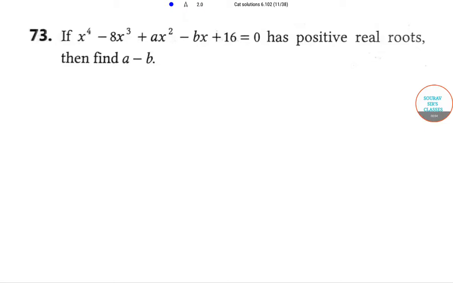The question is, if x to the power 4 minus 8x cube plus ax squared minus bx plus 16 is equal to 0 has positive real roots, then find a minus b. Let p, q, r and s be the roots of the equation. Then p plus q plus r plus s is equal to 8 and pqrs is equal to 16.